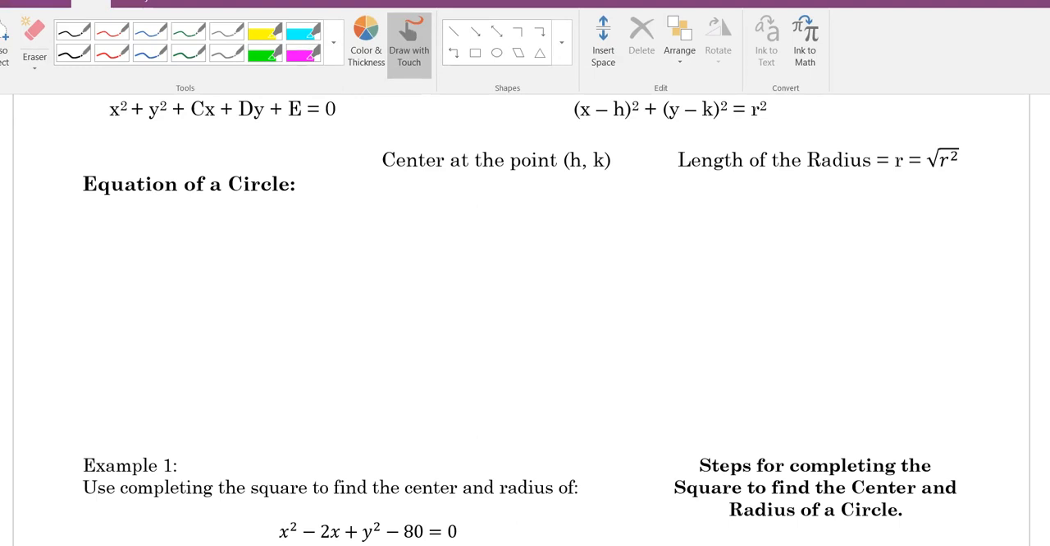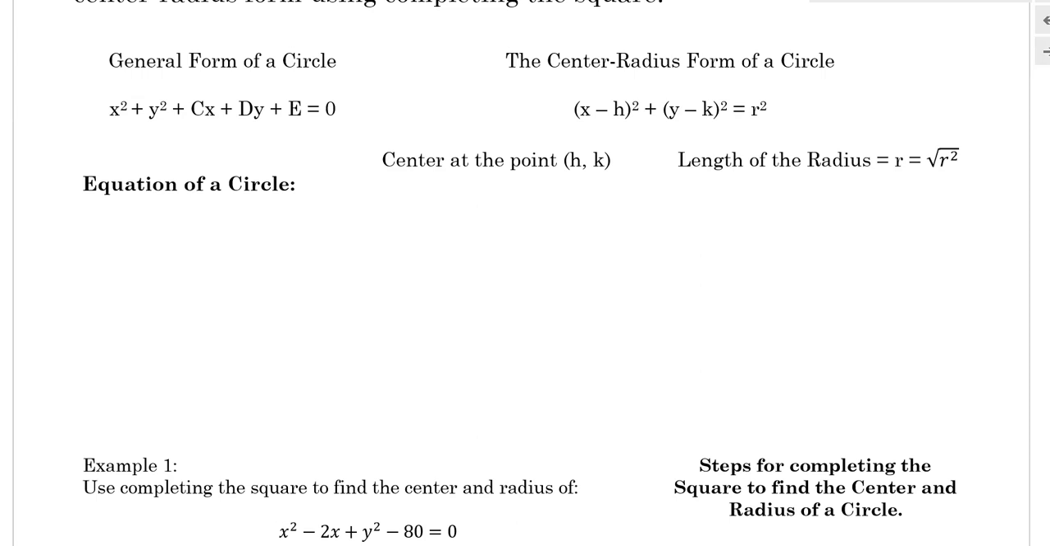The first thing I'm going to show you is switching from the center radius form to the general form. So I'm just going to make up an equation. Let's say my circle is (x minus 1) squared plus (y plus 2) squared equals 4. I'm going to try and get to this general form. So the first thing I'm going to do is I'm going to square x minus 1.